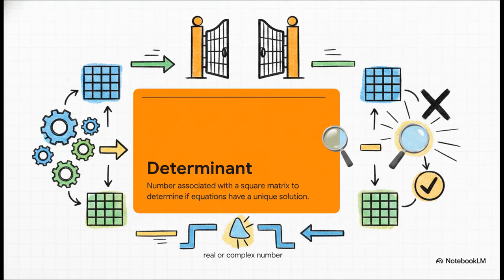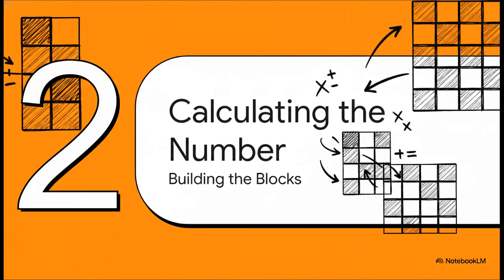So the absolutely crucial point here is that this magical number, the determinant, only exists for square matrices, meaning matrices with the exact same number of rows and columns. Think of a matrix as a complex machine. Well, the determinant is basically the diagnostic readout of that machine. It ties a single, unique, real, or complex number to the entire square matrix, and it acts as the ultimate gatekeeper for finding solutions.